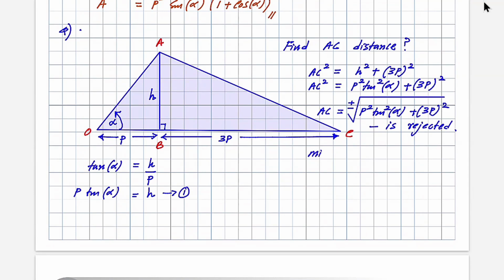Mistakes. I saw some of you did this. Now, until this point, your answer is right. When you are taking the square root, I saw some of you simply wrote P tan alpha plus 3P, which is wrong. That step is wrong, right?